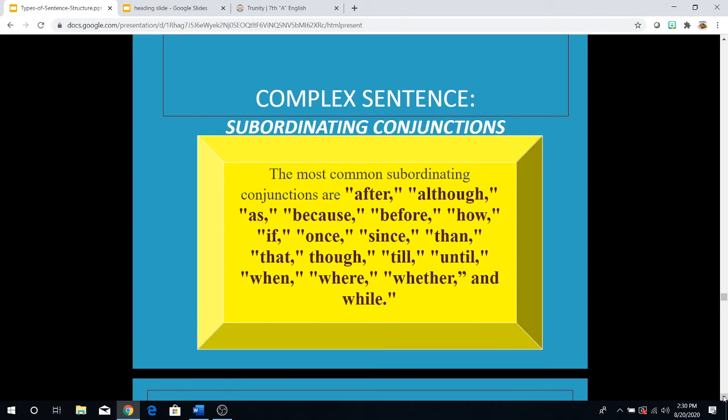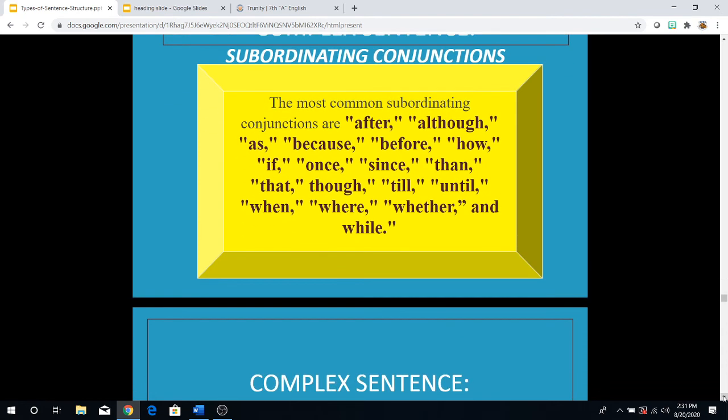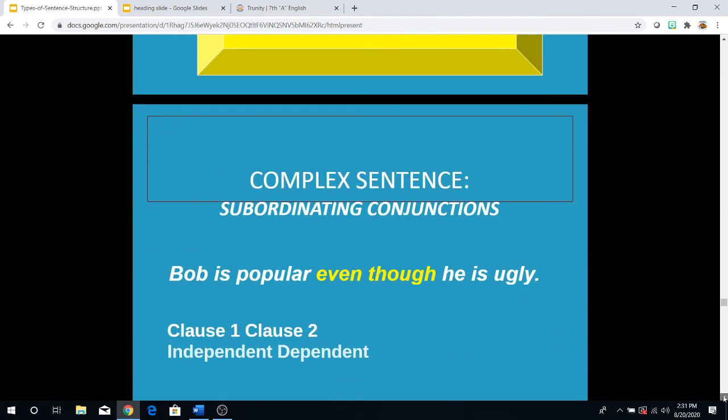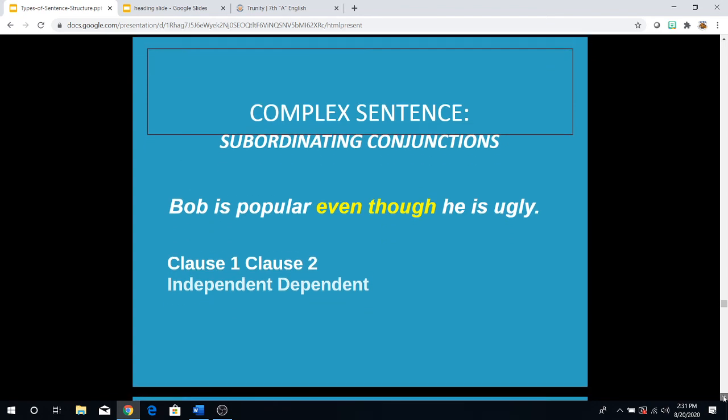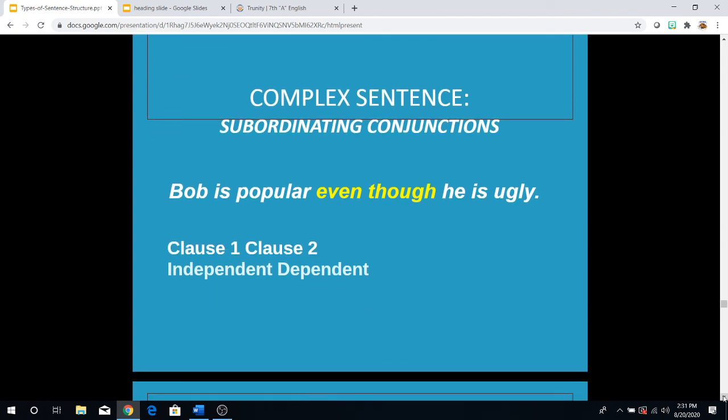subordinating conjunctions. The most common subordinating conjunctions are after, although, as, because, before, how, if, once, since, than, that, though, till, until, when, where, whether, and while. Now remember, if you want to take notes on this, you just have to rewind the video or pause it at that part.